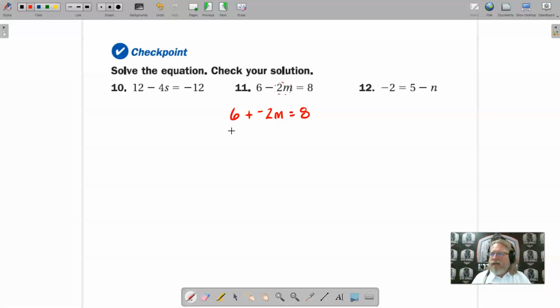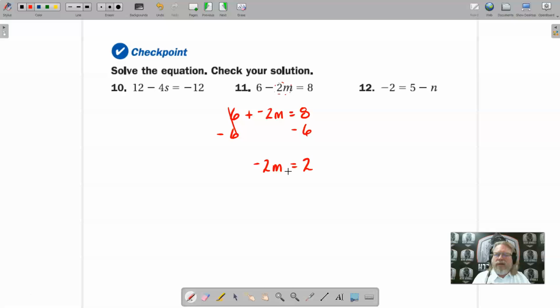So let's get rid of the 6 right here. Let's subtract 6, right? So subtract 6 from each side. What we do to one side, we do to the other. The 6's are going to cancel each other, leaving us with the negative 2m. And that equals, well, 8 minus 6 is 2.